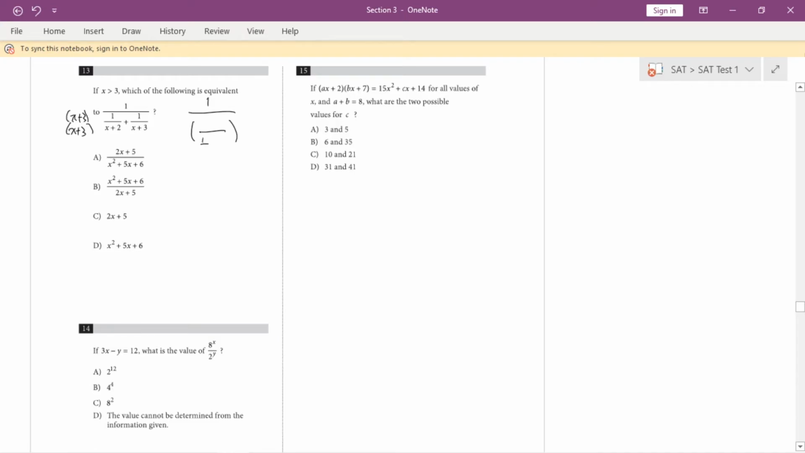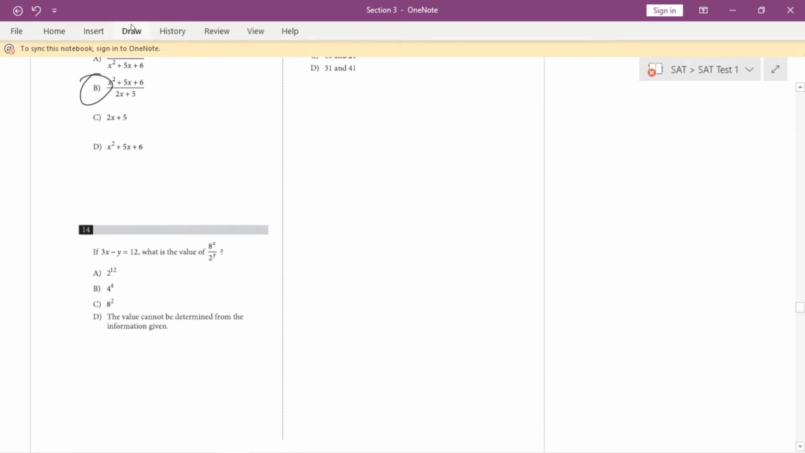So I'm going to write tri, and on top I'll have some kind of, it's mostly going to be 2x plus 5 because I see a bunch of 2x plus 5s. And this 1 over is going to make it flip, so I want 2x plus 5 as my denominator, I want my trinomial as the numerator, and that is only option B, bravo.